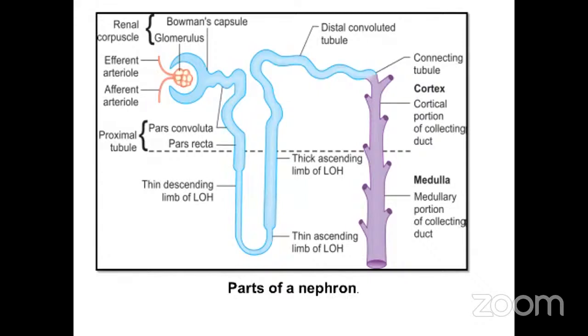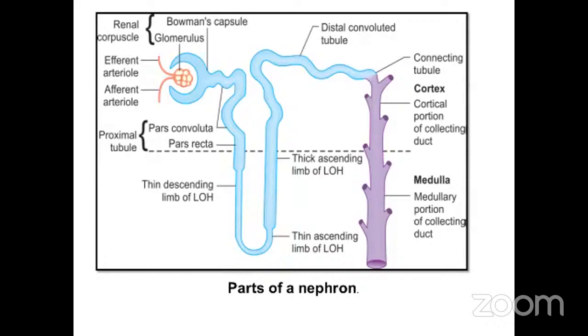It is the initial part of the nephron, so it is called proximal. Part of it is a coil, so it is called convoluted. So the name is proximal convoluted tubule. It is divided into two parts, pars convoluta and pars recta. The first 70%, which is coiled or convoluted, is called the pars convoluta. The last straight part, 30%, is called the pars recta.